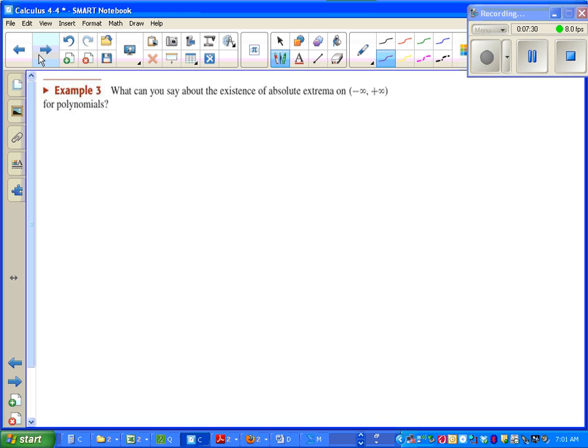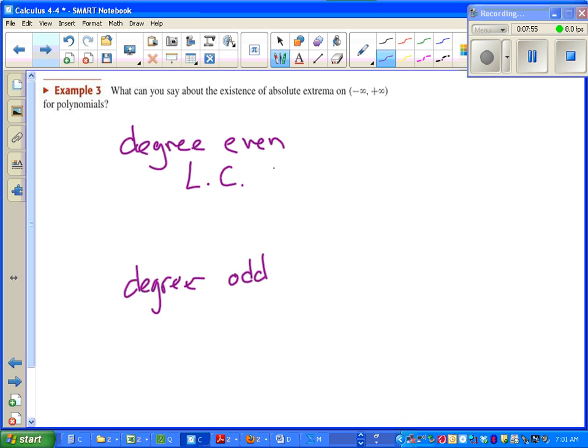So this next example says, what can you say about the existence of absolute extrema for polynomials? You should be able to tell me something about what happens if the degree is even or odd. And you should also be able to tell me specifically what happens if the leading coefficient is less than 0 or bigger than 0 for both of these.